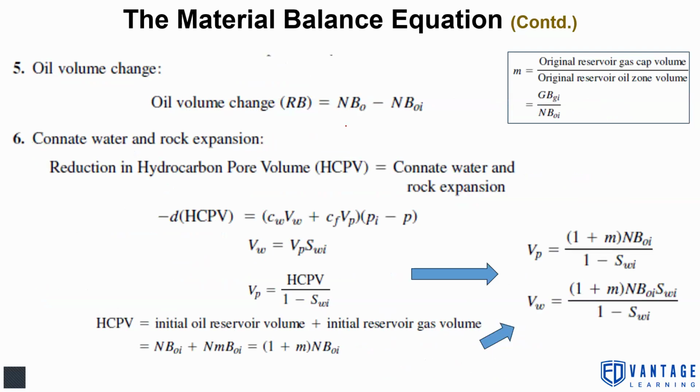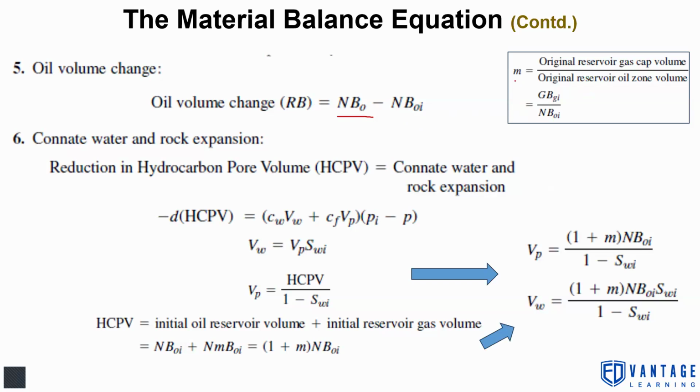Next is oil volume change, which is N Bo at the current condition minus N Boi. So whatever in place volume is available times Bo at the current pressure, because pressure declines and Bo increases. And N Boi is with Boi, the oil formation volume factor at initial reservoir pressure.